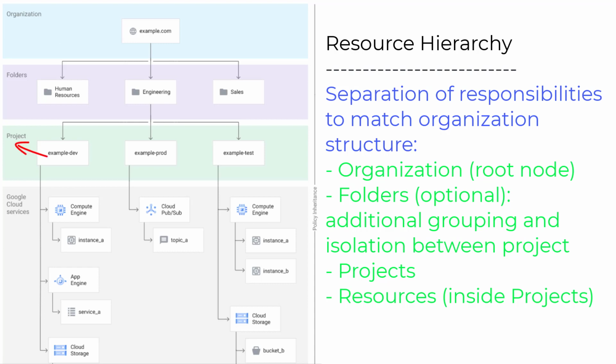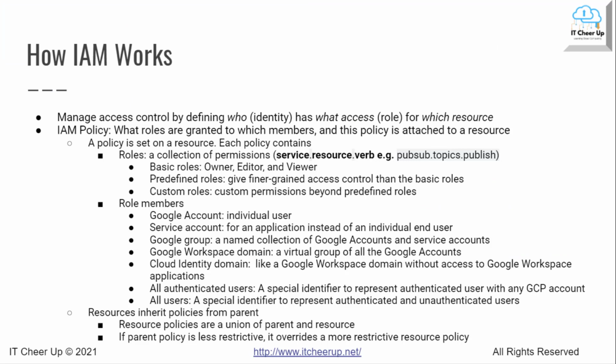Now, if you look back at the GCP hierarchy, you can set up policies at the organization level, project level, and resource level. Resources inherit policies from their parent. Resource policies are a union of the parent and the resource. If a parent policy is less restrictive, it overrides a more restrictive resource policy. If you want to learn more about the IAM and security of each individual Google Cloud service, you can review this service's last-minute cheat sheet video on my channel.